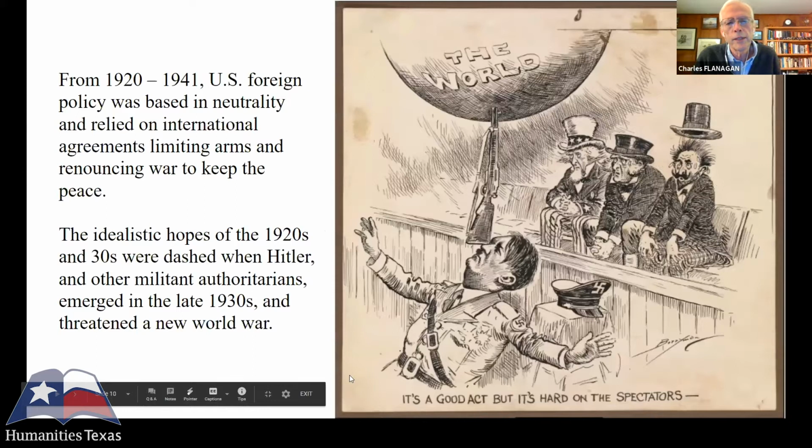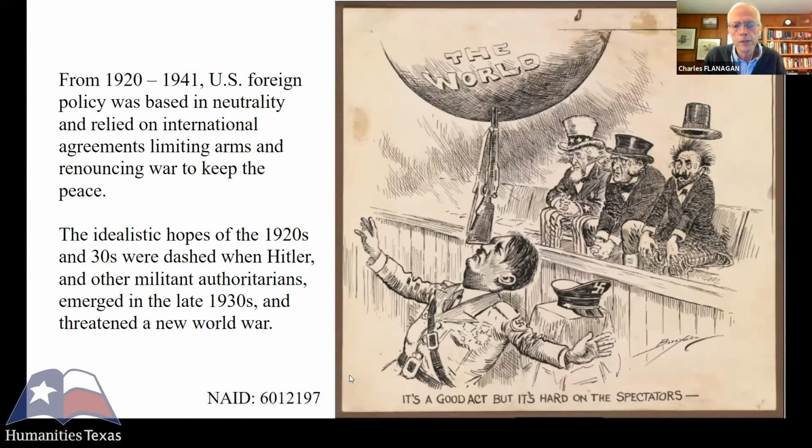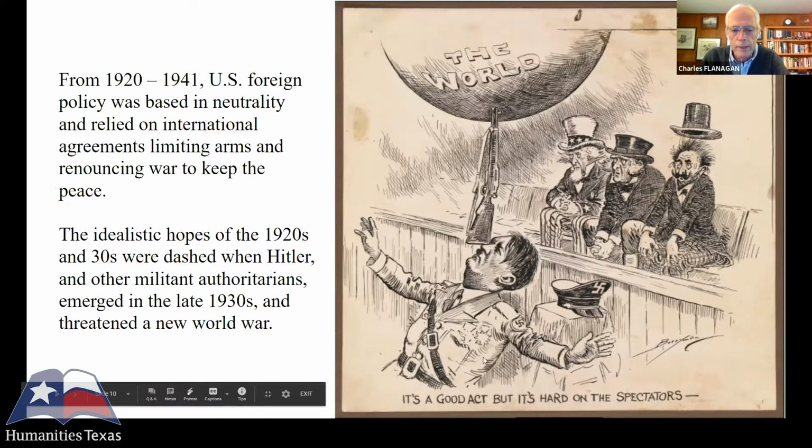And so from 1920 to 1941, US foreign policy is based in neutrality and relies on international agreements limiting arms sales and renouncing war to keep the peace. But these idealistic hopes are shattered in the 1930s when Hitler and other militant authoritarians emerge, take power, and threaten to start a new world war. And this cartoon you see on the screen now is published just a week before the start of World War II. And the caption of it was, "It's a great act, but it's tough on the spectators."